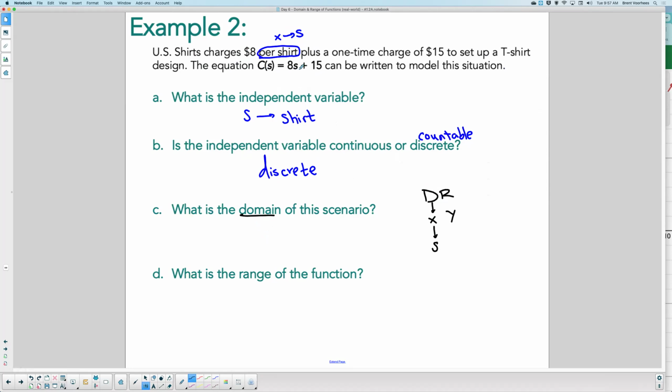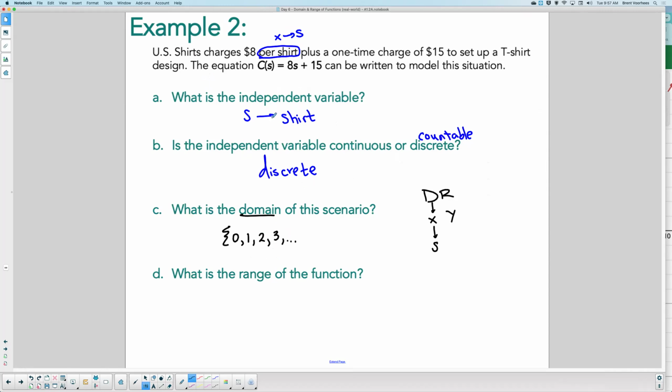What's the smallest number of shirts you could order? This would be ordering shirts. What's the smallest number of shirts you could order? 0. We would start with 0 again. What's the next smallest amount of shirts you could order? 1. The next smallest number you could order? 2. Okay, I'm going to go dot, dot, dot. What's the largest number of shirts you could order? Does this one have a largest?